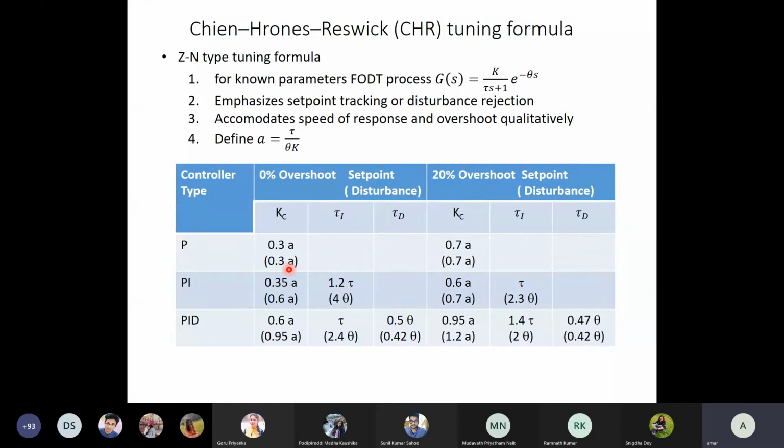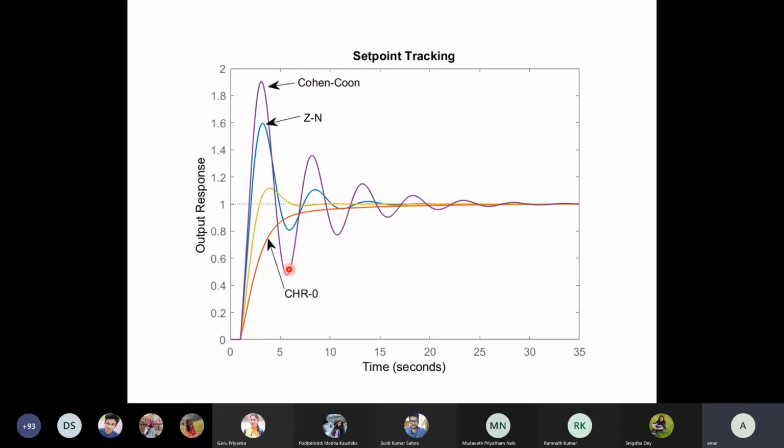If I use all these three tuning formulas for a particular process, then we can see that for set point tracking, the Cohen-Coon is very aggressive because the oscillations are pretty high, and you can see the overshoot is nearly 90%.